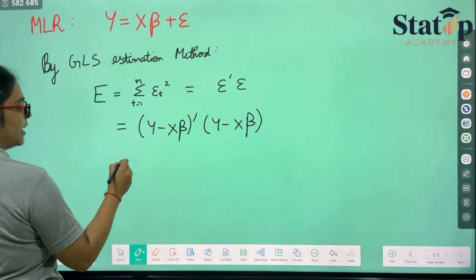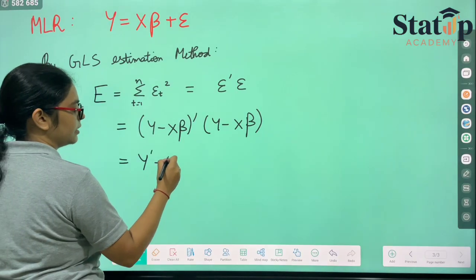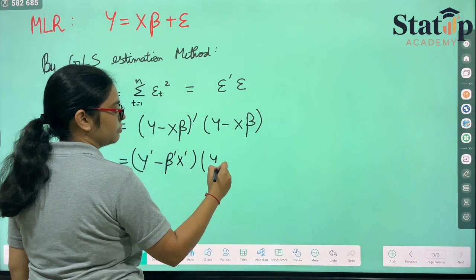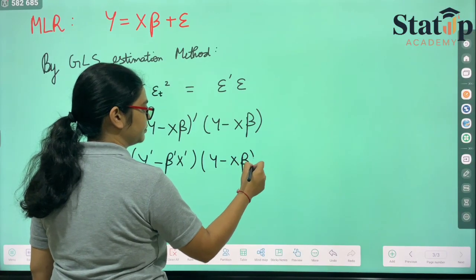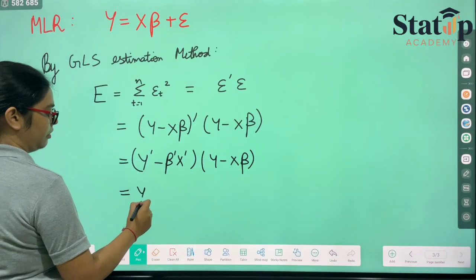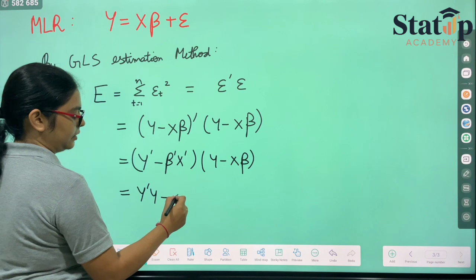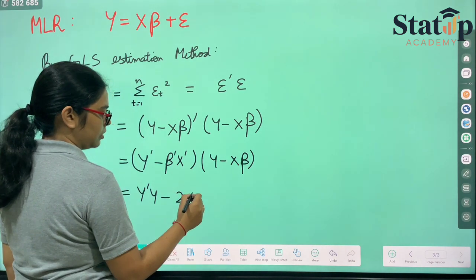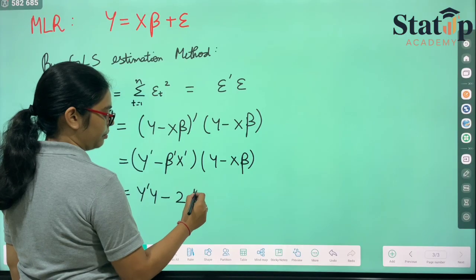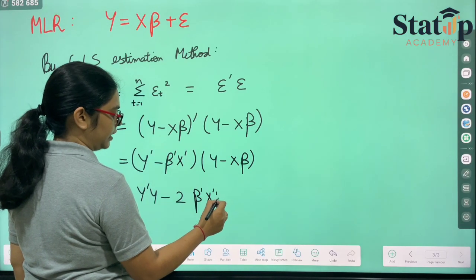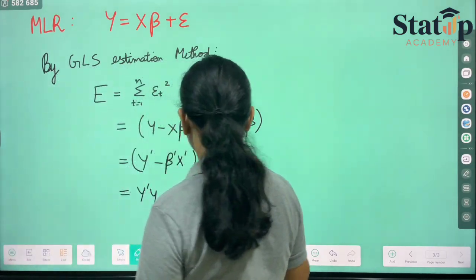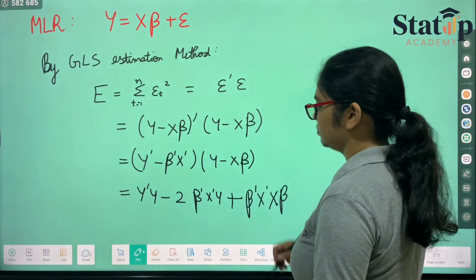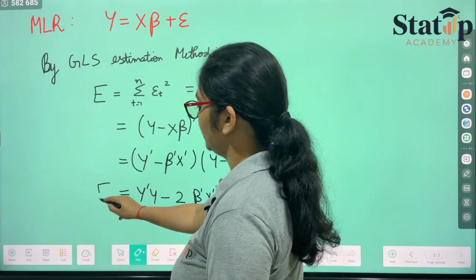Now multiplying out the dash we will get y dash minus beta dash x dash, into y minus x beta, which gives y dash y minus 2 times beta dash x dash y plus beta dash x dash x beta. This will be our value of E.